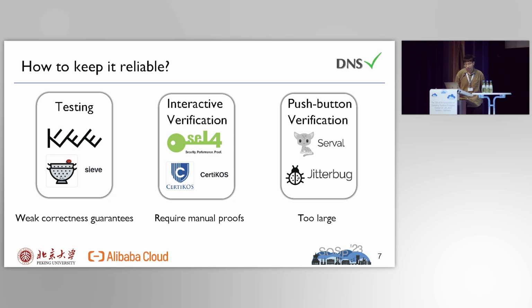So what can we do to keep it reliable? One solution is testing, but it cannot provide a very strong correctness guarantee. Another way is interactive verification. Prior work such as seL4 and CertiKOS achieved significant success, but it usually requires person-years of manual proofs. We don't like this, we are lazy. And push-button verification leverages automated reasoning and symbolic execution to reduce human labor. But verifying that large code base is not feasible.